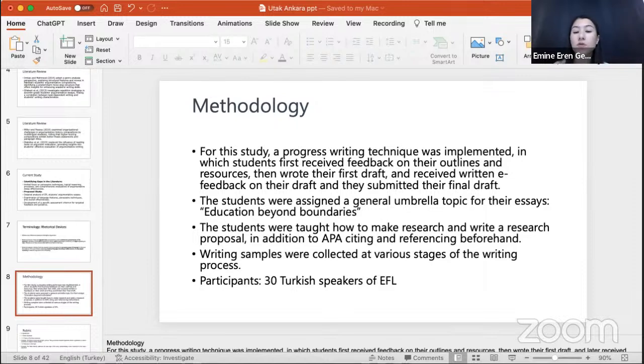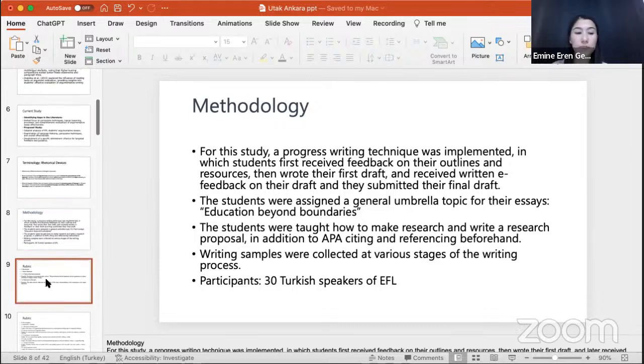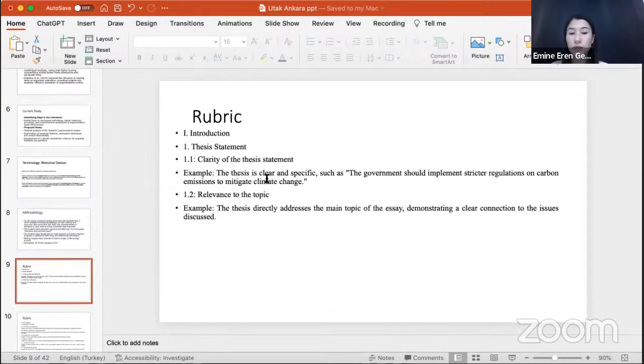The students were taught how to do research and write a research proposal, in addition to APA citing and referencing beforehand. Writing samples were collected at various stages of the writing process, and there were 30 Turkish-speaking EFL learners as participants. And this was our rubric on which we based our analysis.